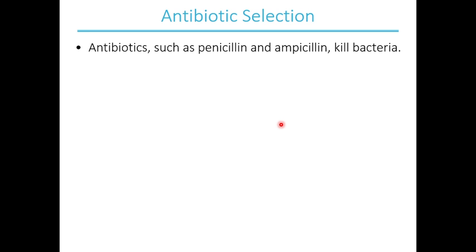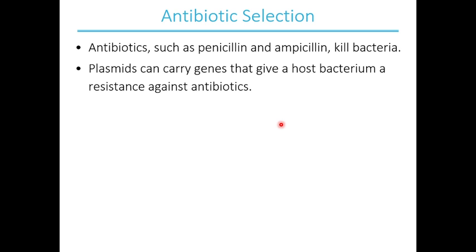Finally, the most important question is, why antibiotic selection? Antibiotics such as penicillin and ampicillin kill bacteria. Plasmids can carry genes that give a host bacterium a resistance against antibiotics. And this is important because most successful DNA recombinant technology techniques use bacterium as a host. Bacterium can harbor plasmids for storage or for expression. And because one is using bacteria as a host organism, antibiotics are used for selection.